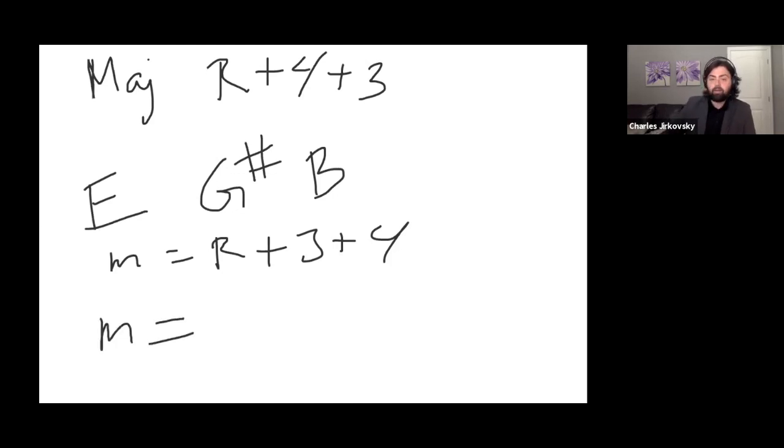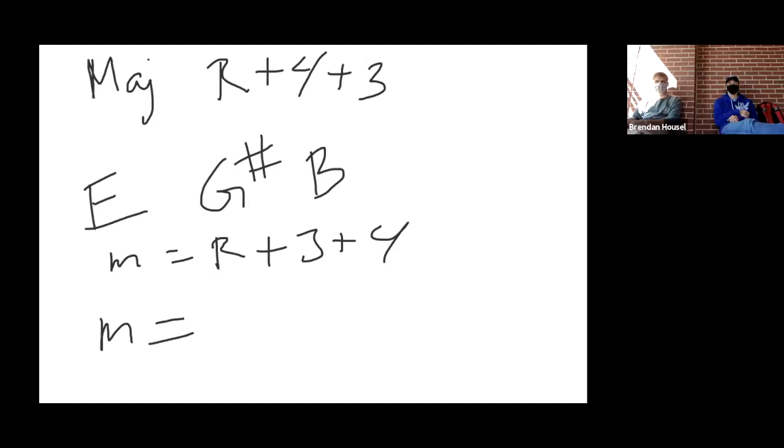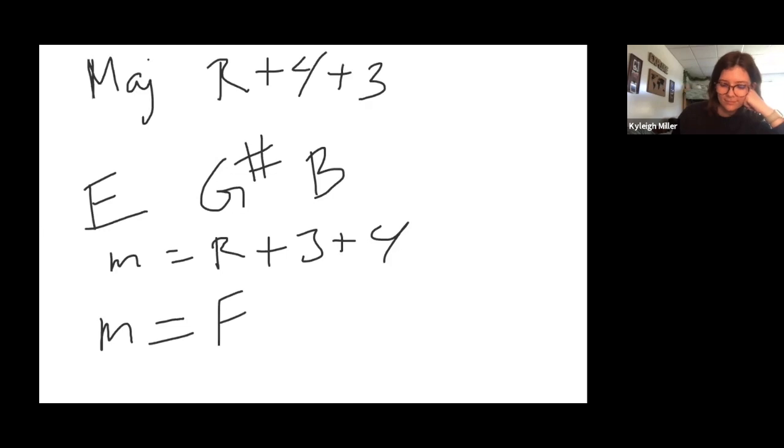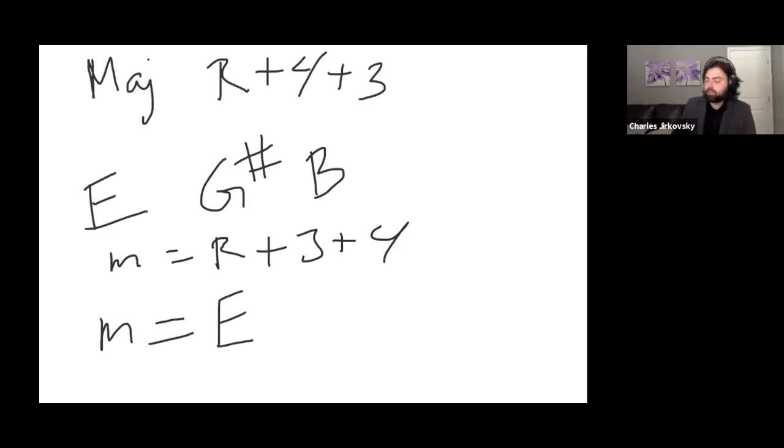It says E minor. What is 3 half steps higher than E? G. Mm-hmm. And what is 4 half steps higher than G? B.